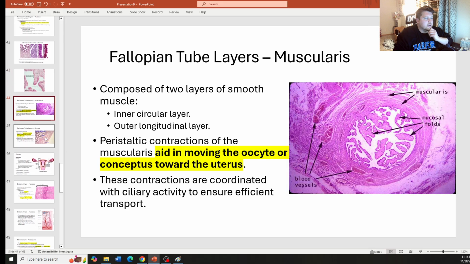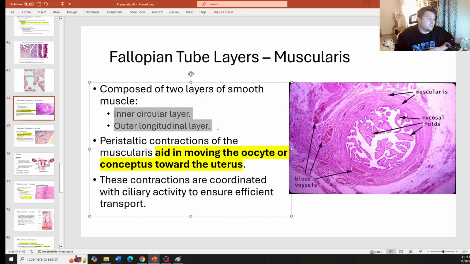The next layer, the muscularis layer, has 2 layers of smooth muscle, an inner circular layer and an outer longitudinal layer. This should sound extremely familiar because this is exactly the same as in a lot of our GI system, where we have the inner circular layer and then an outer longitudinal layer.